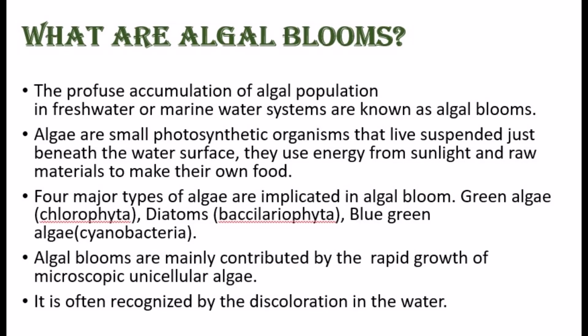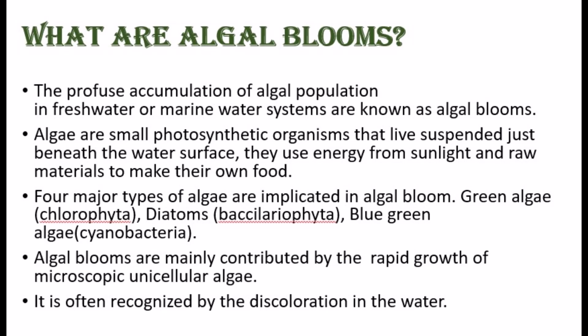What are algal blooms? The profuse accumulation of algal population either in fresh water or marine water or in any aquatic system is called algal bloom. Algae are small photosynthetic organisms that live suspended just beneath the water surface. They utilize the sun's energy and raw materials to make their own food. The major types of algae that contribute to algal bloom formation are the blue-green algae, the green algae, and diatoms.